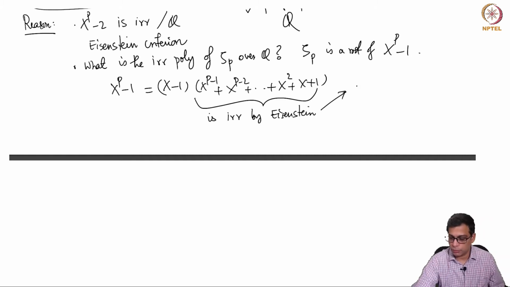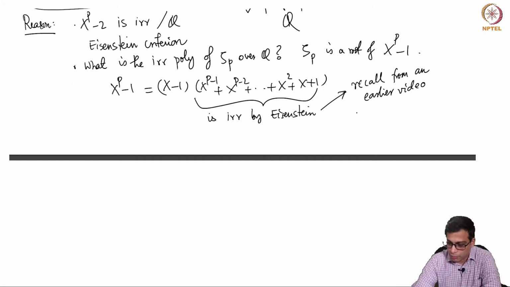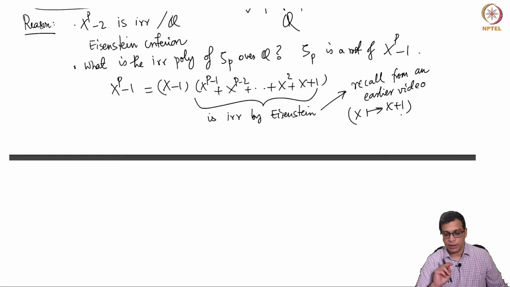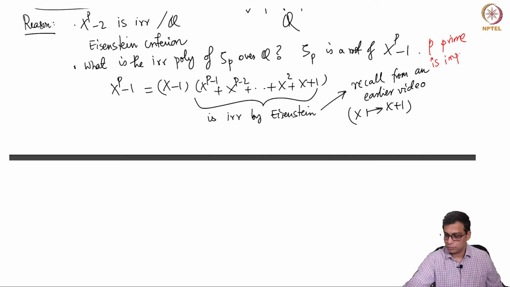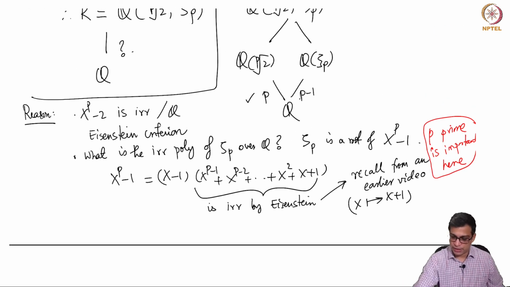Right? So recall from an earlier video. It doesn't look like you can apply Eisenstein here directly. Certainly you cannot apply it, but do the change of variable x to x plus 1. Then you can apply it, and here is where the fact that p is prime is important. It is not going to be true if p is not prime. So p prime is important here. That is the only place where we use p prime. So that means this is p minus 1, right? Because the irreducible polynomial of zeta p over Q has degree p minus 1.